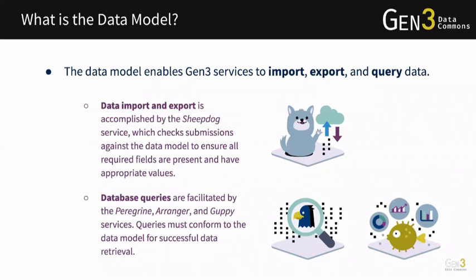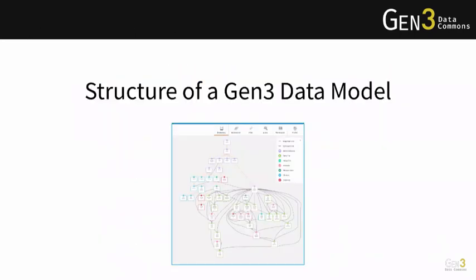And the data model enables the Gen3 services to import, export, and query data. Data import and export is accomplished by the Sheepdog service, which checks submissions against the data model to ensure all required fields are present and have appropriate values. Database queries are facilitated by the Peregrine, Arranger, and Guppy services. Queries must conform to the data model for successful data retrieval.